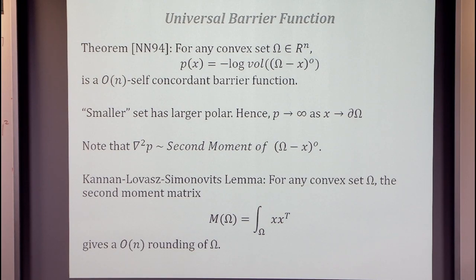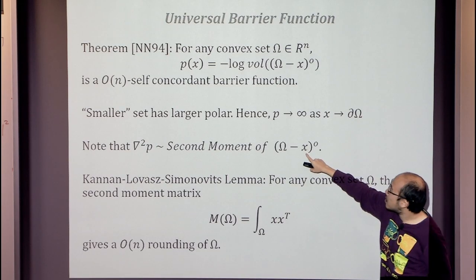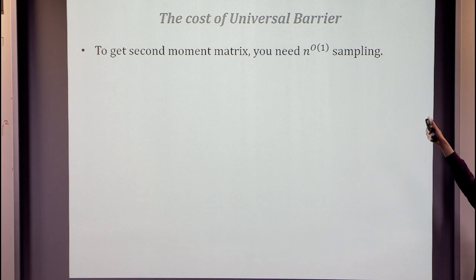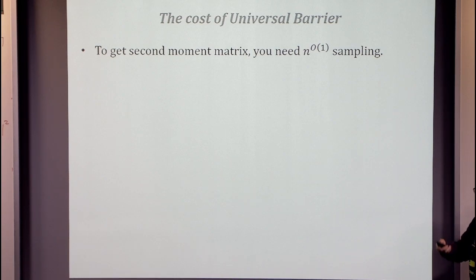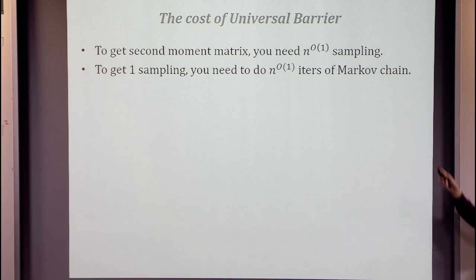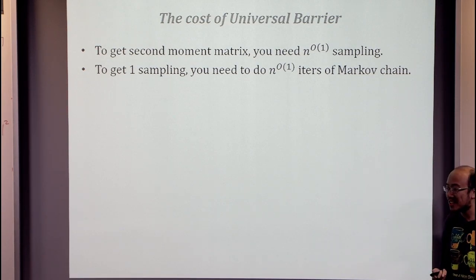However, this barrier function is a little bit difficult to compute. Let's see why. At least for now, the only way I know how to compute the second moment matrix is to do polynomially many samplings on the polar polytope, the polar convex set I mentioned. We need to compute the second moment for that one, so you need to sample points randomly in that set, with log n factors. I just don't want to be precise. And then to get one sample, you need to do a Markov chain that is still polynomial, so this is still good for our definition of efficiency.